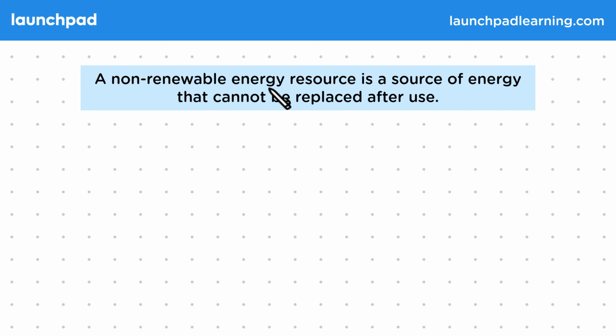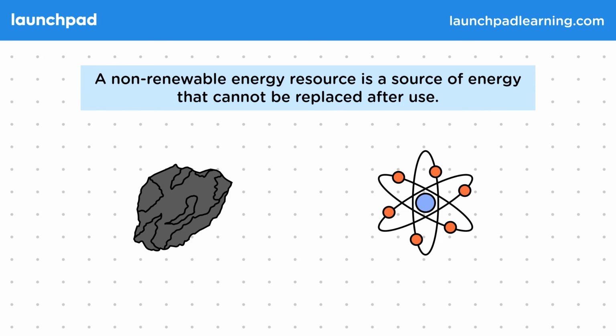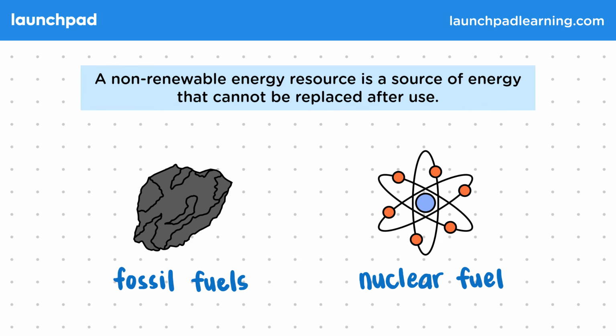A non-renewable energy resource is a source of energy that cannot be replaced after use. So resources can't be reused simply because we can't put the energy back once it's been converted. Some examples of non-renewable energy resources are fossil fuels, which are formed from biomatter in the earth, and also nuclear fuel, which comes from uranium ore. These resources are non-renewable as they take too long to replace compared to how fast we use them.